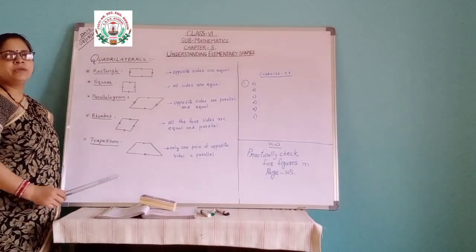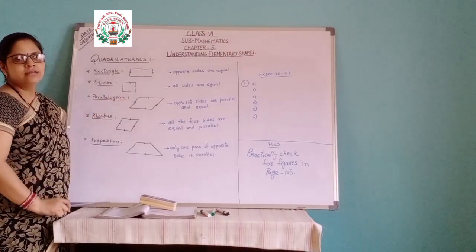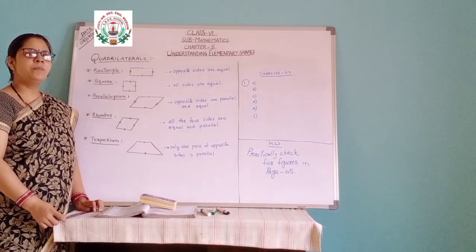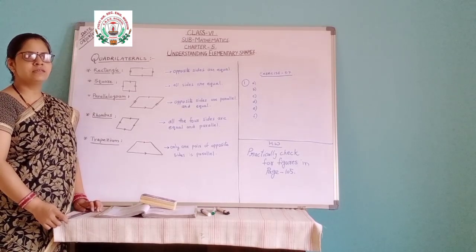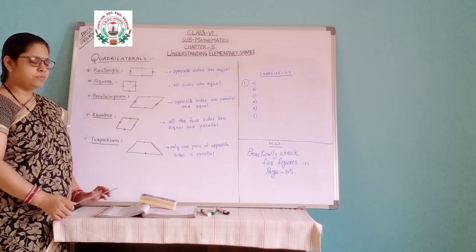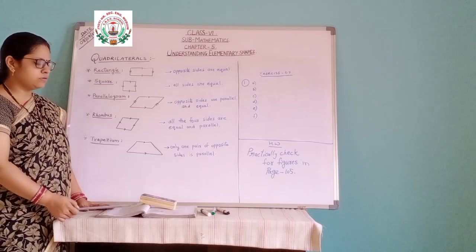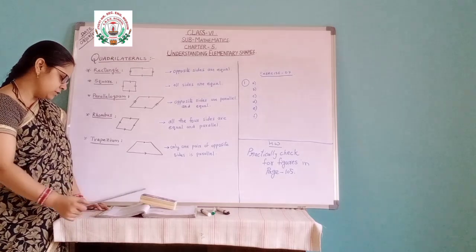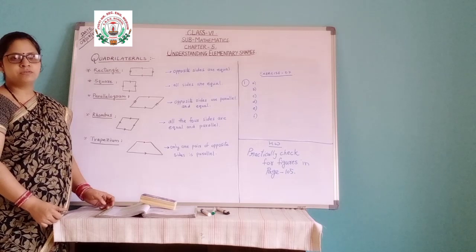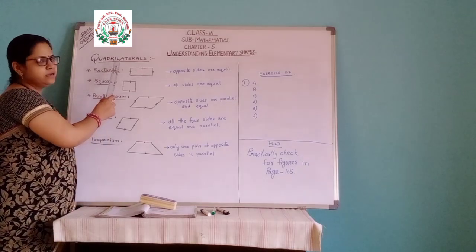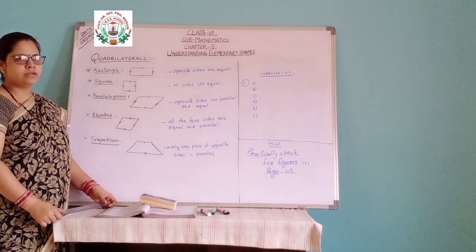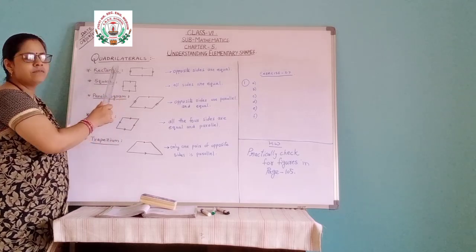So our next topic is quadrilaterals. In the previous chapter, we have seen polygons, figures having a number of sides. A polygon which has 4 sides is called a quadrilateral. A quadrilateral is a figure or polygon which has 4 sides.